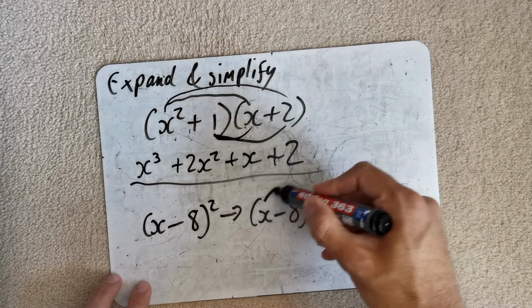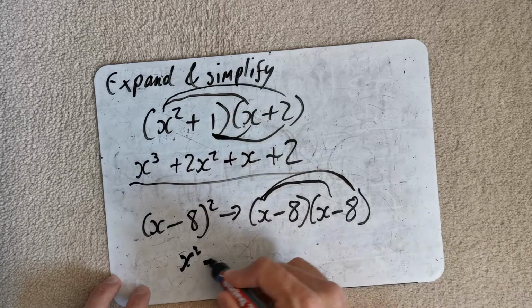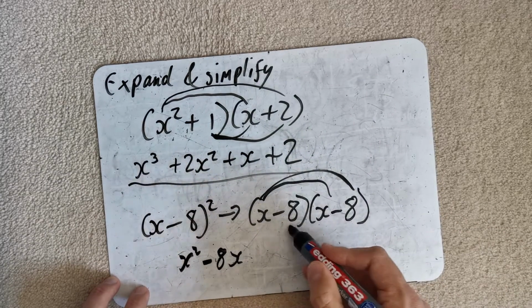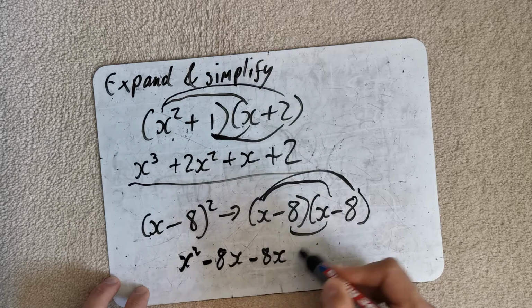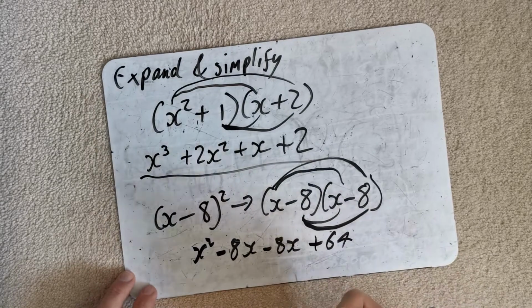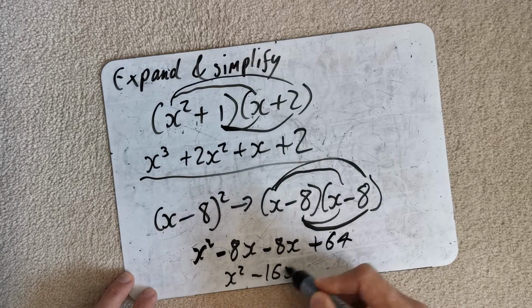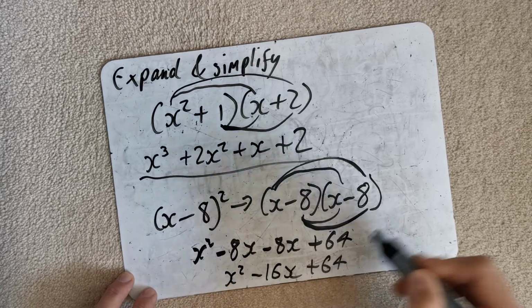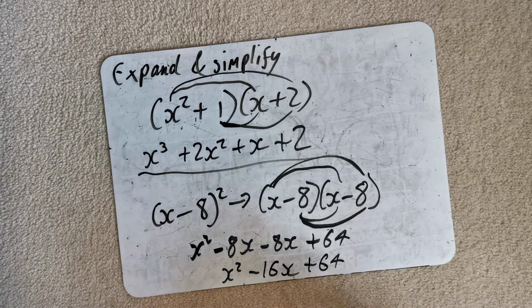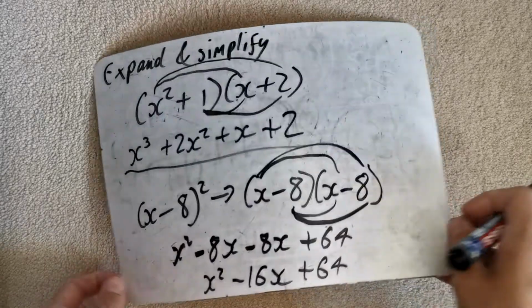Make any mistakes here. X times x, x squared. X times minus 8, minus 8x. Another minus 8x, and then negative times a negative is a positive. It's actually plus 64. So, final answer will be x squared minus 16x plus 64. Okay, make sure you're not making a mistake. Make sure you're doing this extra little step to make sure you're not making any mistakes there.